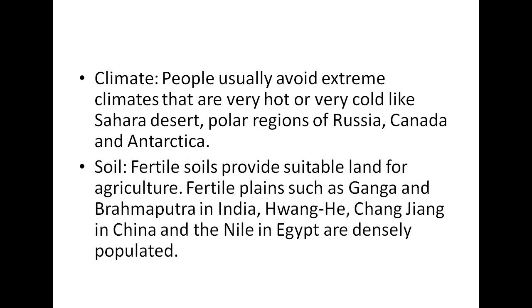Now the next thing is climate. How climate is basically affected, or as a factor, you can see that it affects the distribution of population. Basically, people usually avoid extreme climates that are very hot or very cold. Most of the people don't want to live in certain areas where it is too hot, like desert areas. People don't want to live in certain areas like that.